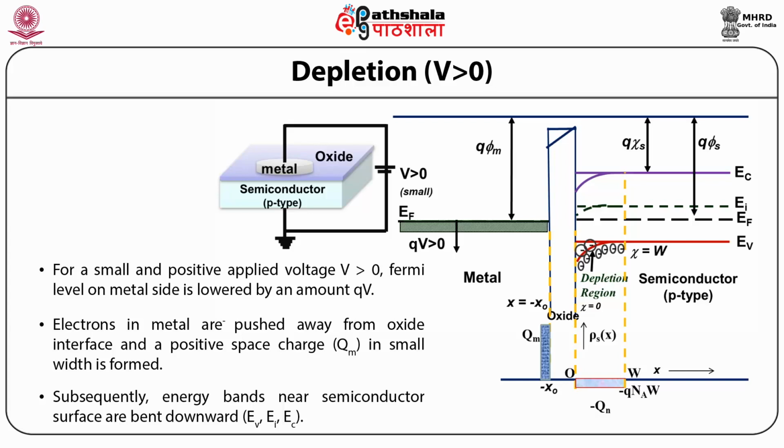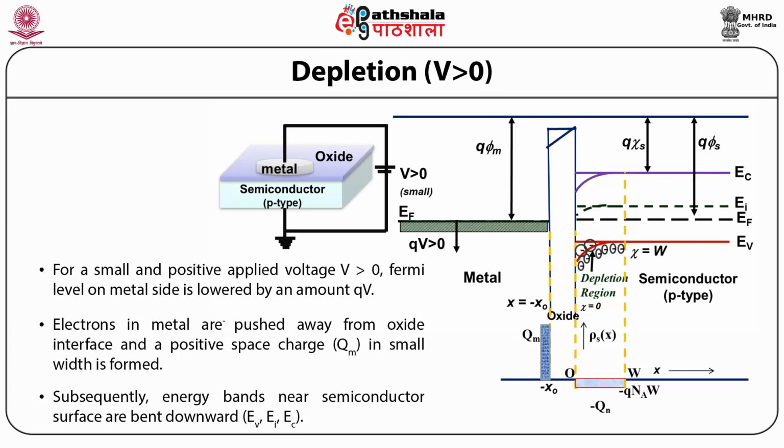Since the hole concentration in the depletion region is very much less than the concentration of holes in the neutral region of the semiconductor, the separation between EF and EV is increased at the interface, causing a downward bending of the energy levels EC, EV and EI. So as you can see over here, a depletion region is formed.